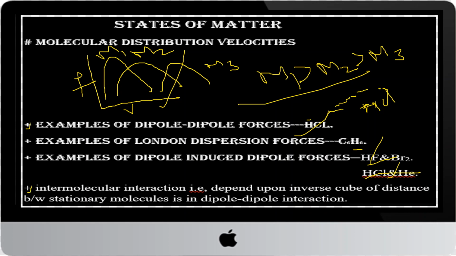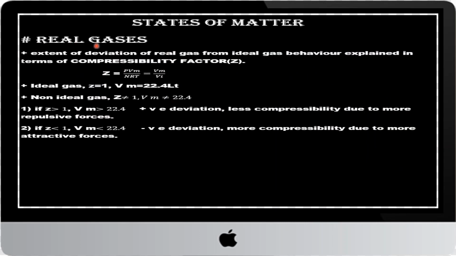And this is another important statement. Intermolecular interaction that depends upon the inverse cube of distance between stationary molecules is dipole-dipole interaction. Remember this line. Mostly they will ask in which interaction. That's dipole-dipole interaction. And the other term is the inverse cube of distance. These two terms are important in this line. Please make a note. I am going to arrange the lines so that it will be clear for you.